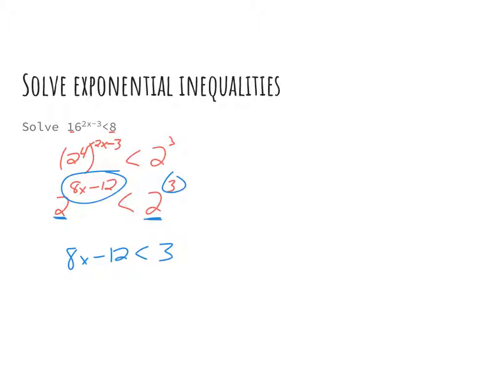Solving, I can add 12 to both sides, so I've got 8x is less than 15. Divide both sides by 8, I would say that x is less than 15/8. They will also use fractions like they do here.